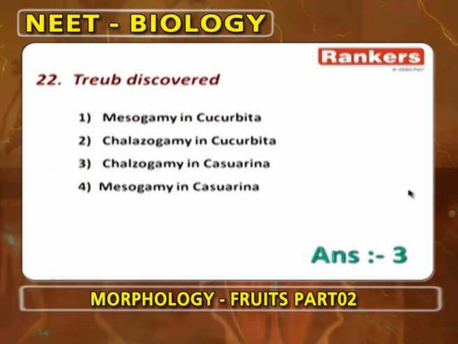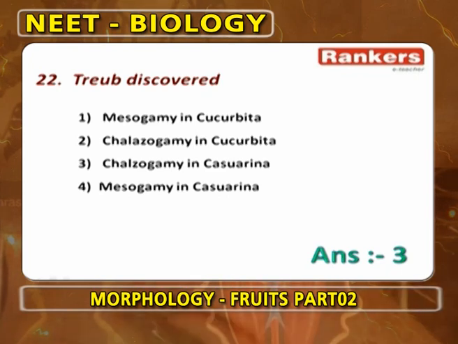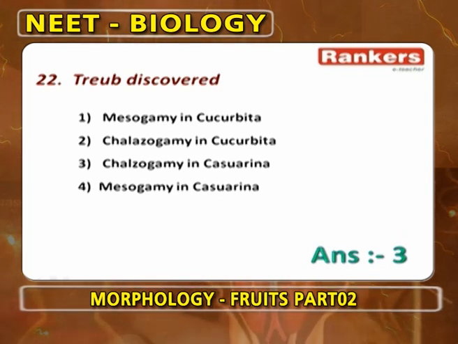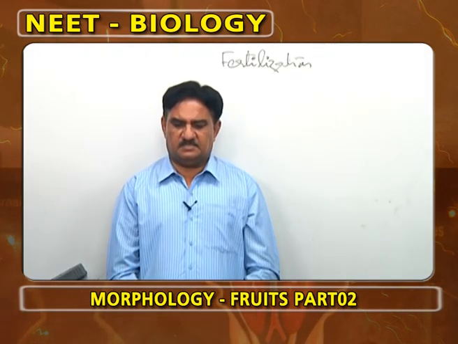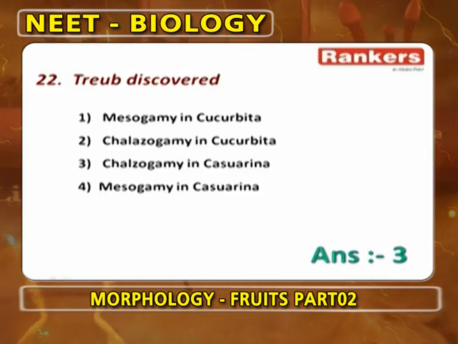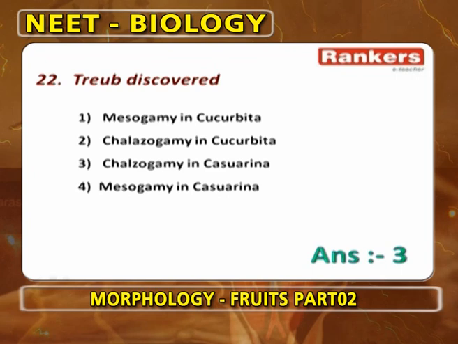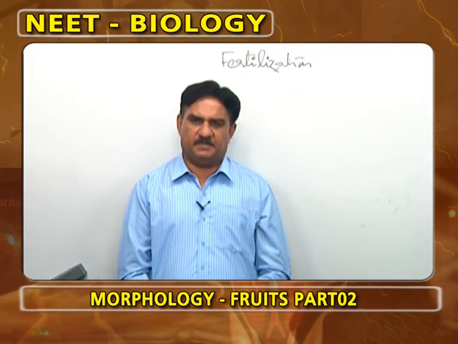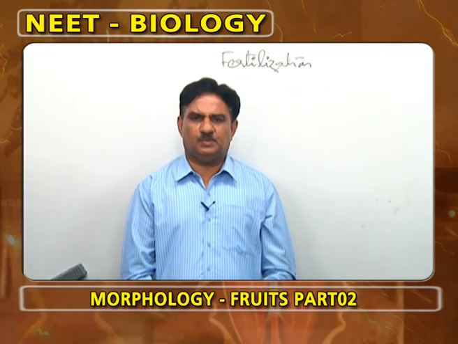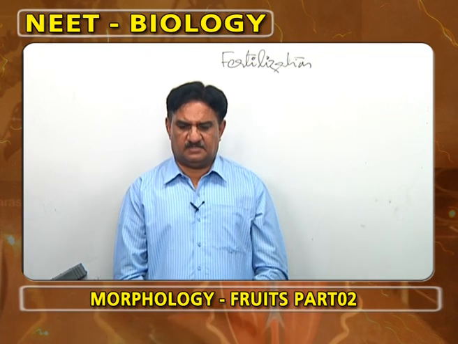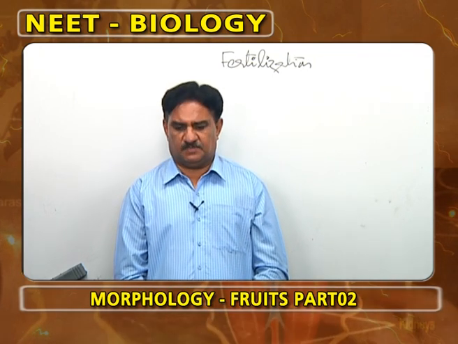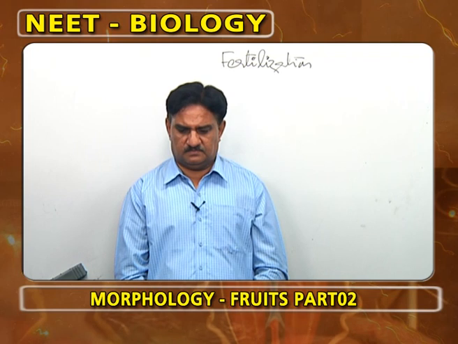Troib discovered chelazogamy in Casuarina, mesogamy in cucurbita, chelazogamy in cucurbita, mesogamy in Casuarina, chelazogamy in Casuarina. The answer is chelazogamy in Casuarina. Chelazogamy means movement of pollen tube along with two male gametes into the ovule through chelaza. This chelazogamy in Casuarina was first proposed by Troib. Next.